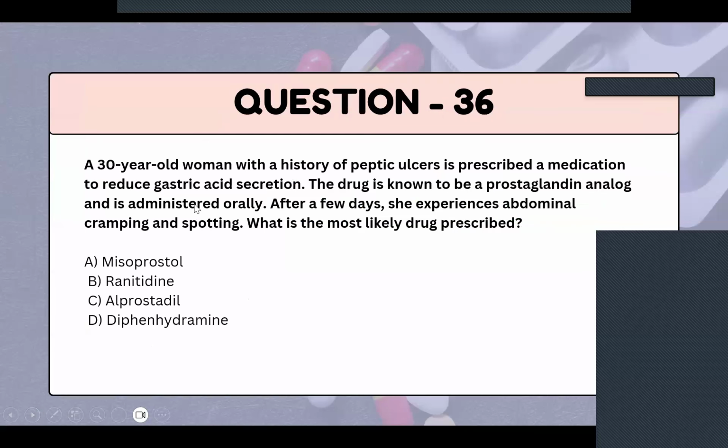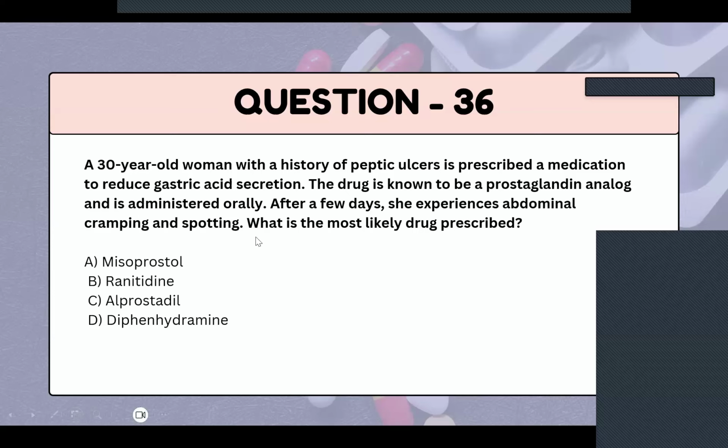The next question. A 30-year-old woman with a history of peptic ulcers is prescribed a medication to reduce gastric acid secretion. The drug is known to be a prostaglandin analog and is administered orally. After a few days, she experiences abdominal cramping and spotting. What is the most likely drug prescribed? Misoprostol, ranitidine, alprostadil, diphenhydramine.